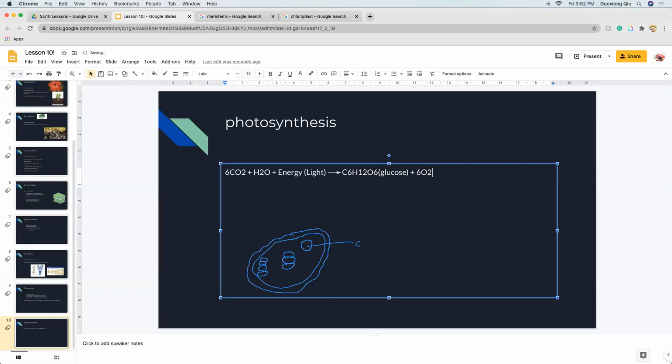Why is that 6O2? So the stuff on the left here, the CO2 and the H2O, they do not have a lot of energy. They are referred to as low energy reactants. But then they take in the energy of the light, and it makes products with the light's energy to create high energy products for use.